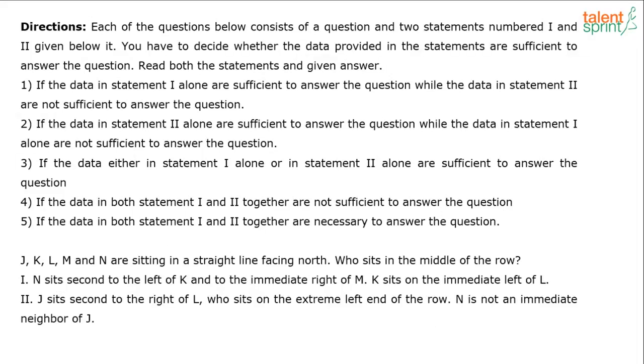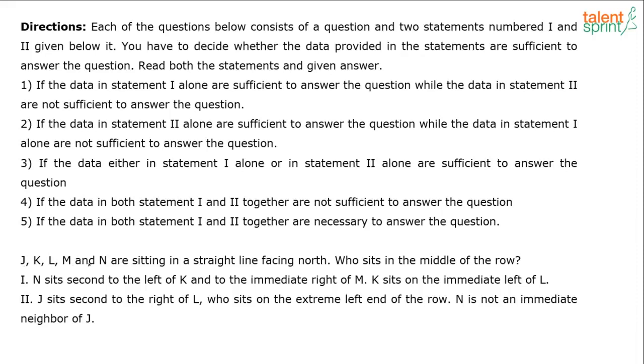Here what do we have to do? J, K, L, M, N are sitting in a straight line facing north. Who sits in the middle of the row? Alright, option 3 is what many of you have got. Let's try it now. So the same data, we have to find out which of these two statements are sufficient to answer this question.